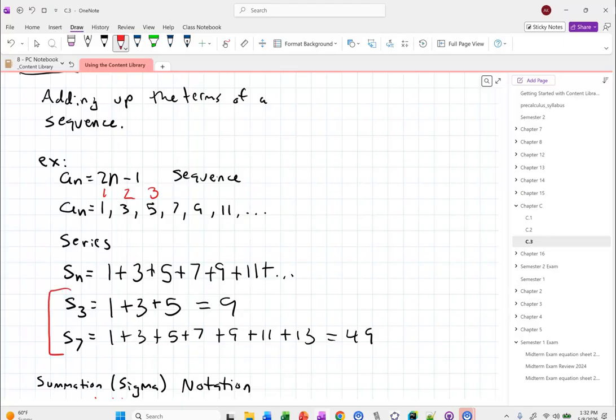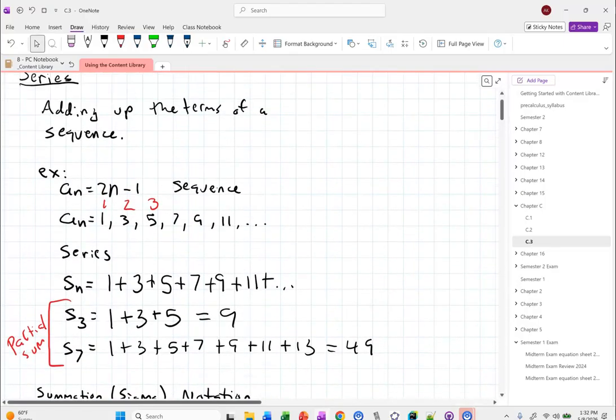We call these partial sums. You may see that term being thrown around. That's just adding up part of the sequence. It's a partial sum, right? So S3, S7, those are partial sums because they're just adding up the first 3 terms or the first 7 terms or the first n terms, as long as it's not infinite. Everybody's okay? Okay.